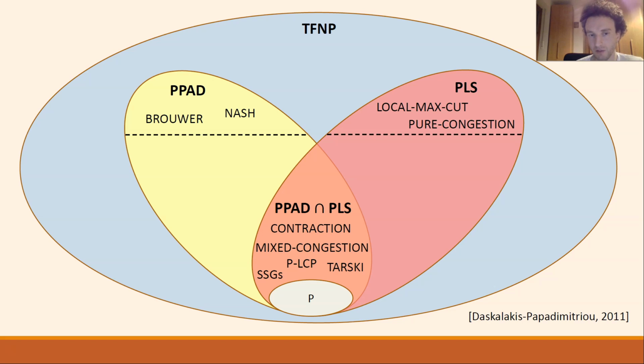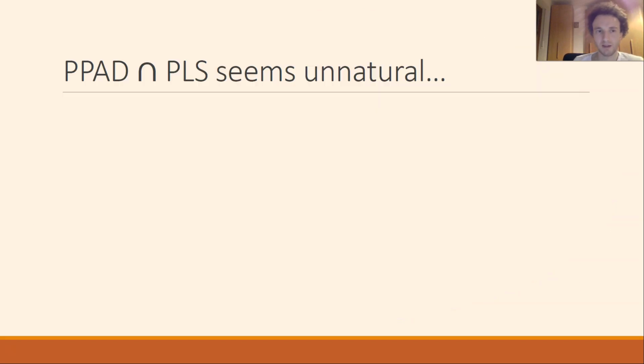And because it is believed that PPAD and PLS are incomparable, as evidenced also by oracle separations, that means that these problems cannot be PPAD-complete. They cannot be PLS-complete, because that would imply a collapse or a containment. So they have to be something else. So could they be PPAD intersection PLS-complete? Daskalakis and Papadimitriou argued that this seems unlikely because PPAD intersection PLS seems like a very unnatural class.